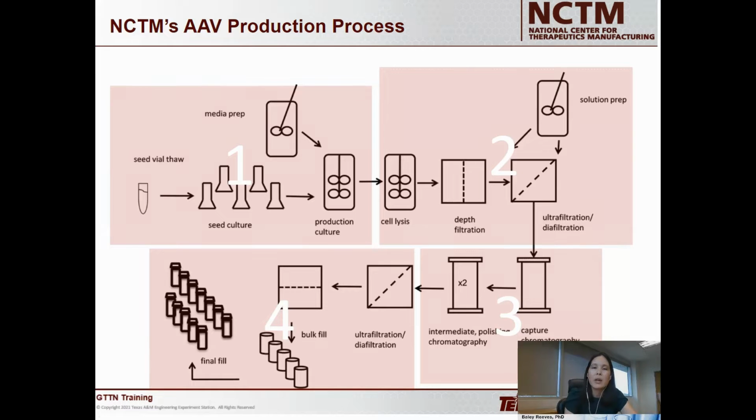Here are some of the unit operations that we use in our in-house AAV2 production process. We use your traditional bioreactors for our upstream operations. For our downstream operations, we're using a combination of depth filtration and ultrafiltration before we go into our chromatography unit operations for purification. And then lastly, for formulation, we're using ultrafiltration and then our bulk filling units.